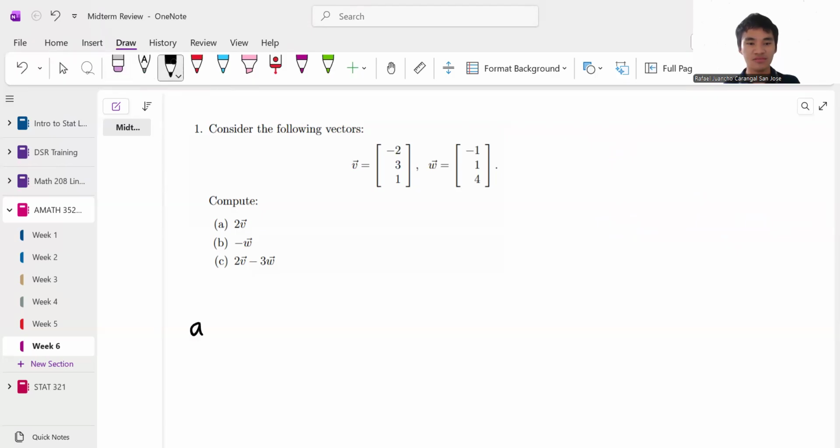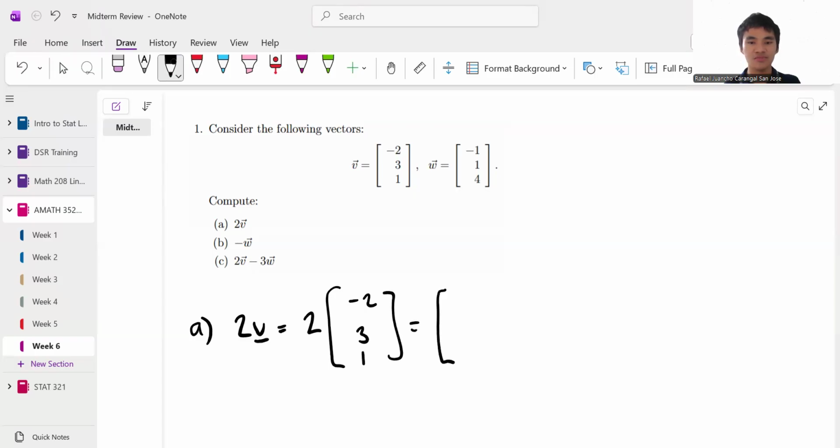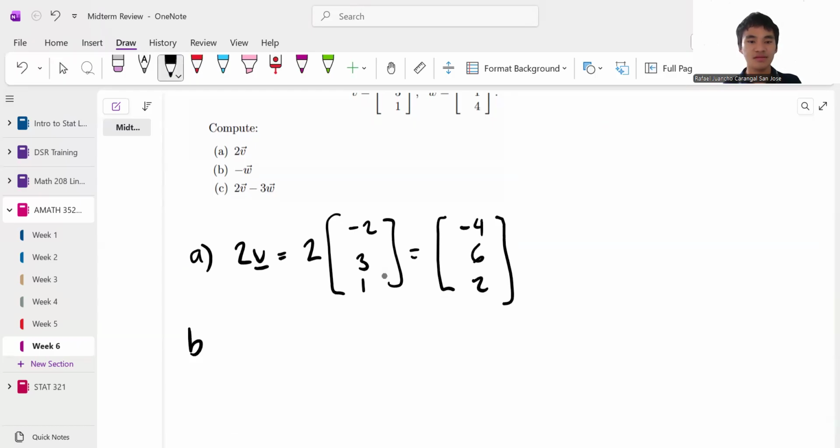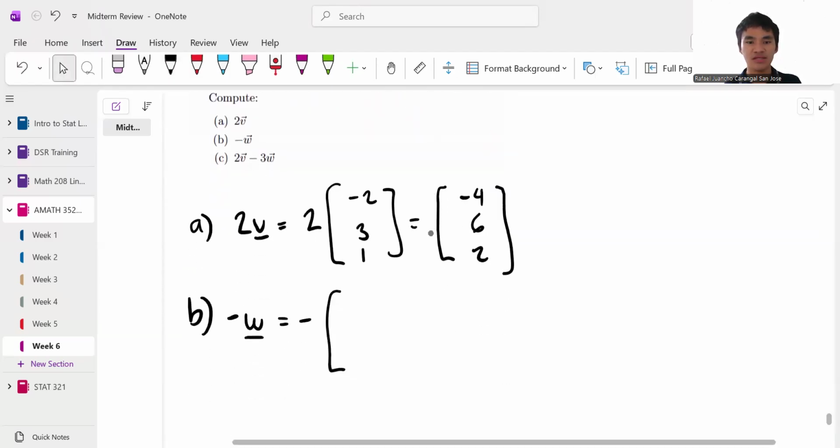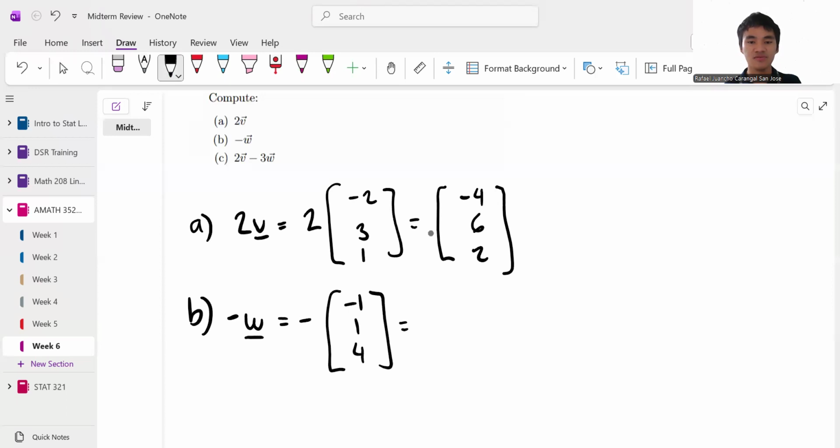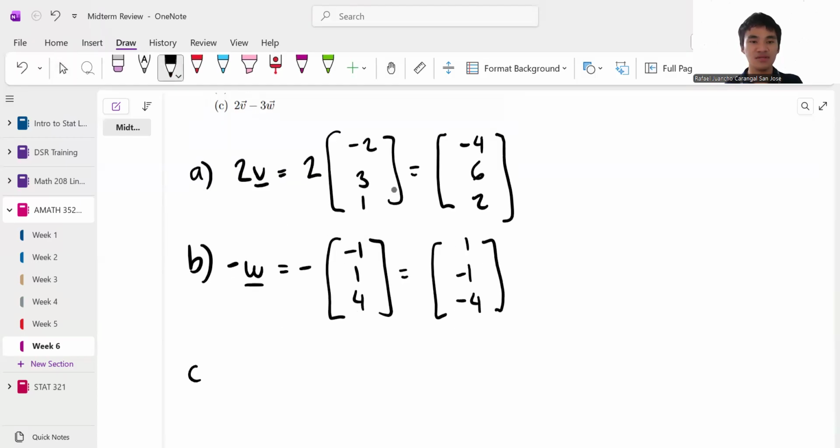So just a quick solve was 2v. This is the same thing as 2 times the vector itself. And we would just multiply the scalar to each component. So we would get -4, 6, 2. And we're done. B is the same idea, right? We're multiplying it by a scalar -1. And so we have components -1, 1, 4. So we would get 1, -1, -4. Nice and easy.